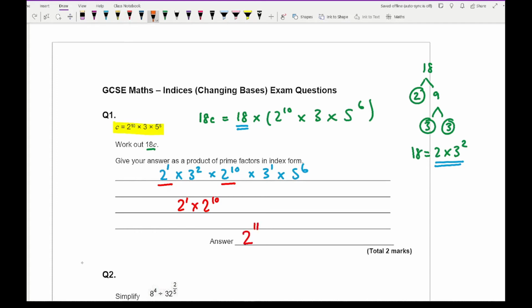Then if I look at the powers of 3, I've got 3 squared times 3 to the power of 1, which is 3 to the power of 3. And then looking at the last one, I've got 5 to the power of 6, which stays the same, and there is my final answer.